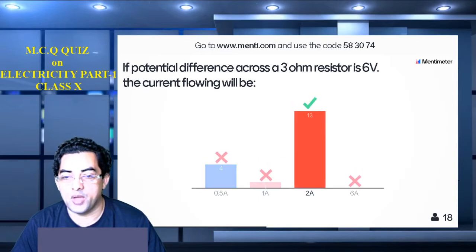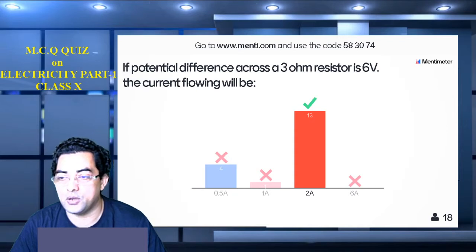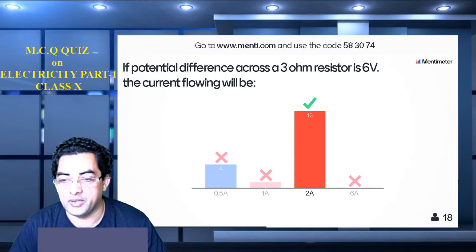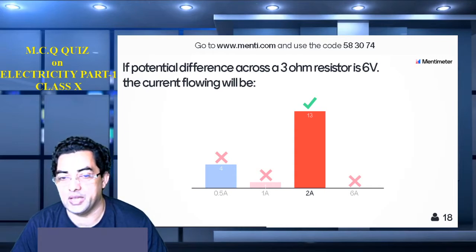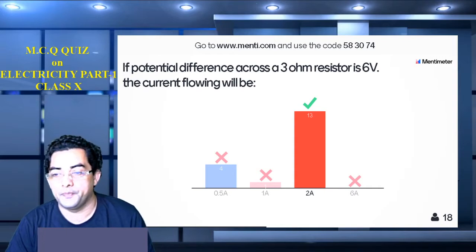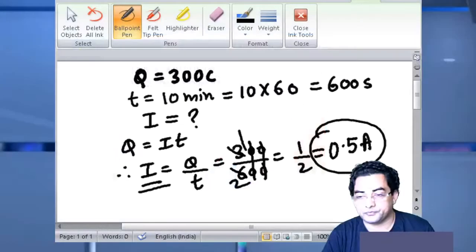So 18 of you have answered. 13 of you got it correct. Still, some of you got it wrong. Now I have an intention that some of you are just clicking the answer. Please go through the answer carefully, okay? And then attempt it.